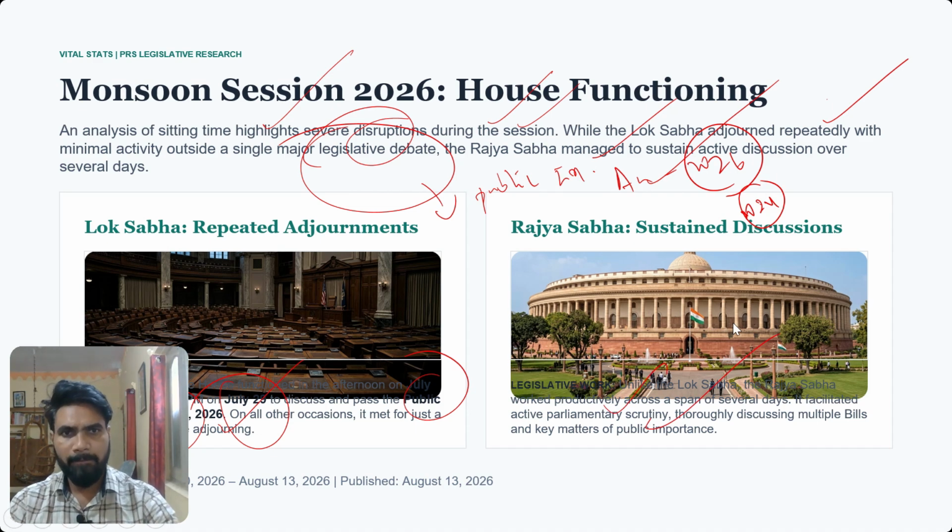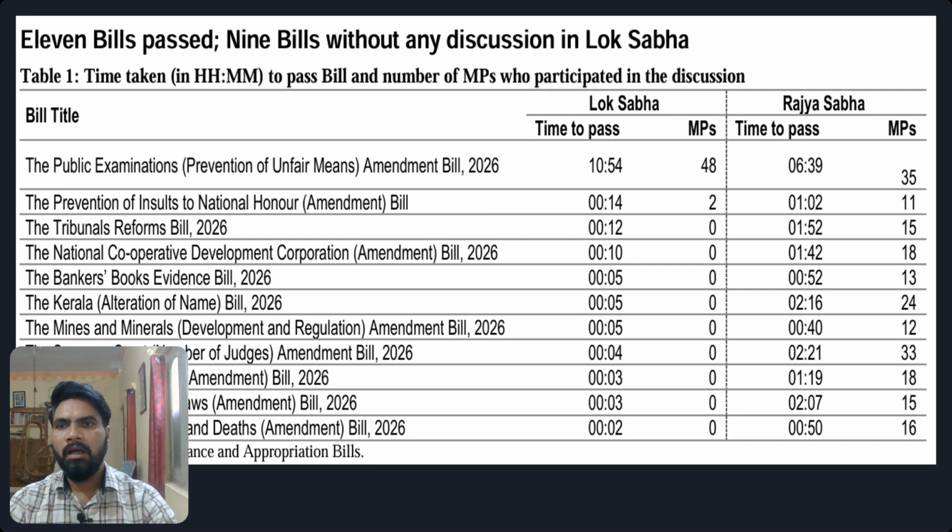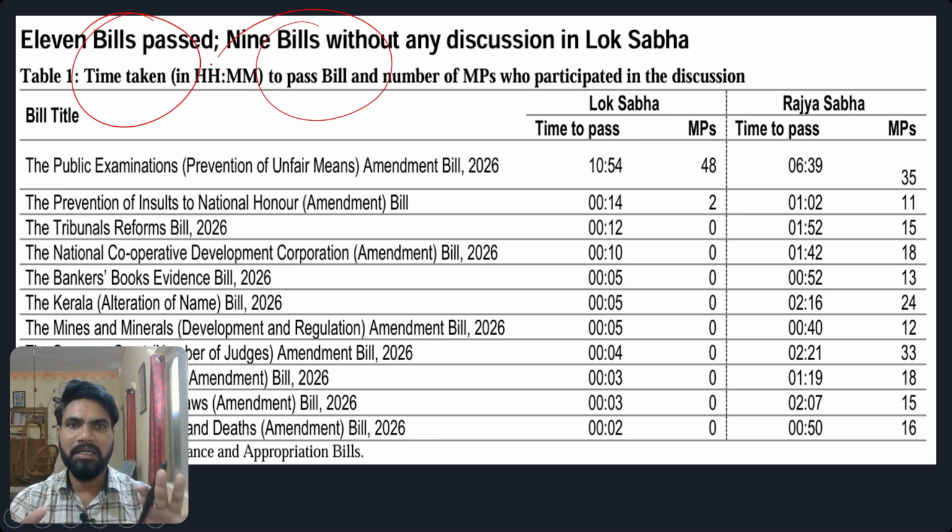You see, 11 bills have been passed in Parliament in this session in total. Out of that, 9 bills were passed without any discussion in Lok Sabha. Without any discussion in Lok Sabha, and no MP participated in those 9 bills.